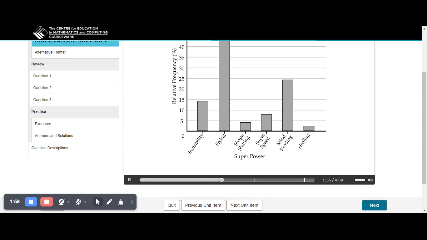Using this relative frequency bar graph, we can still easily compare the different categories and notice that flying has the most responses, while healing has the fewest responses. And superspeed is still about double shapeshifting. However, a relative frequency graph also provides information about what fraction each category represents of the total responses.